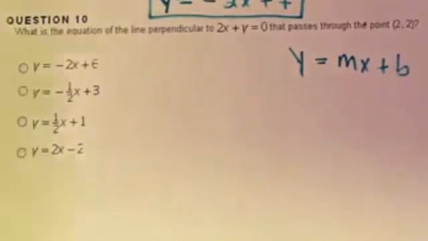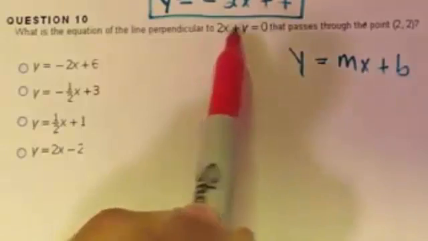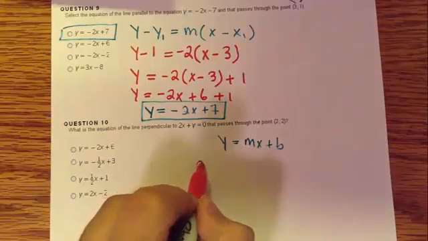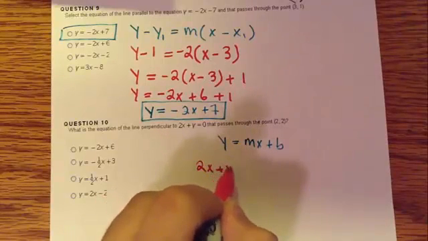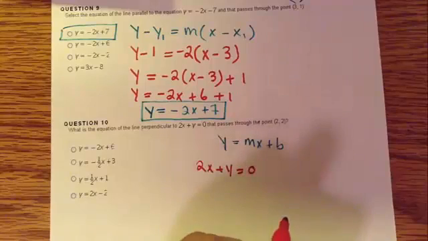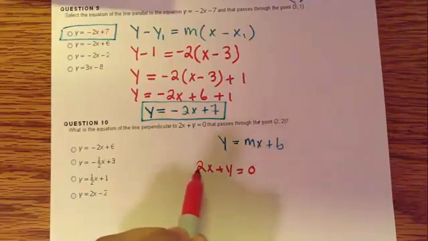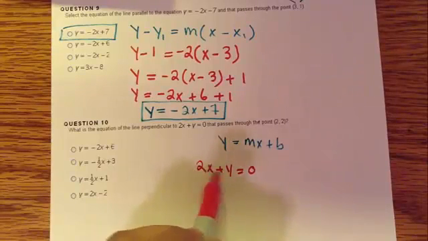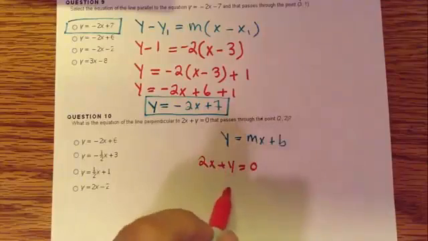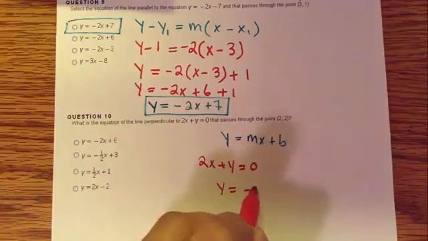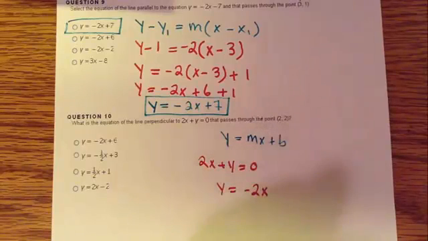In order to do that, we need to move this 2x to the other side of the equation. So we have 2x plus y equals 0, and then we move this positive 2x to the other side, and it's going to become negative. So we're going to have y equals, I'm just going to ignore this 0, y equals -2x. Now we can use the point slope formula to get our answer.